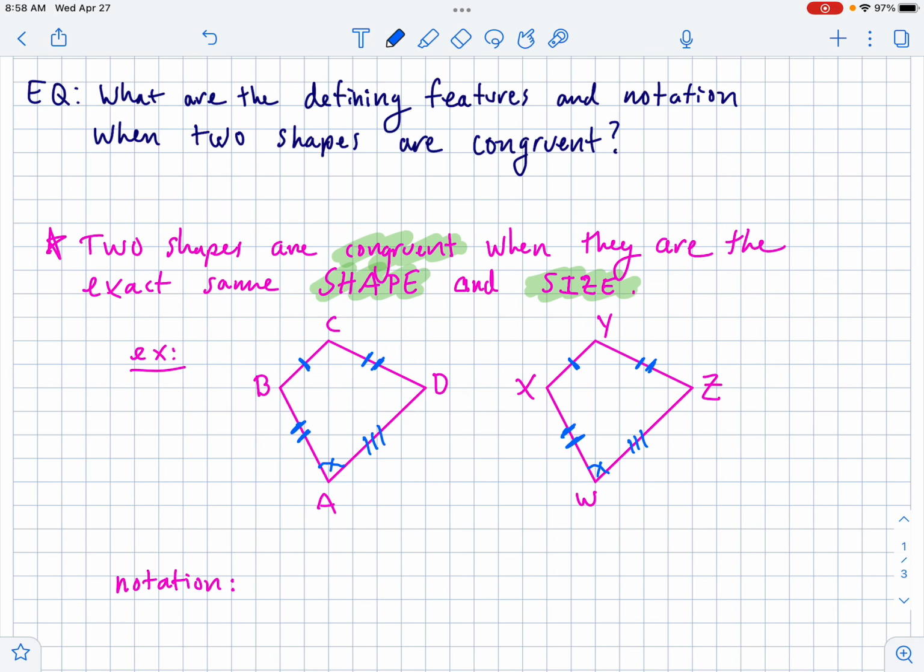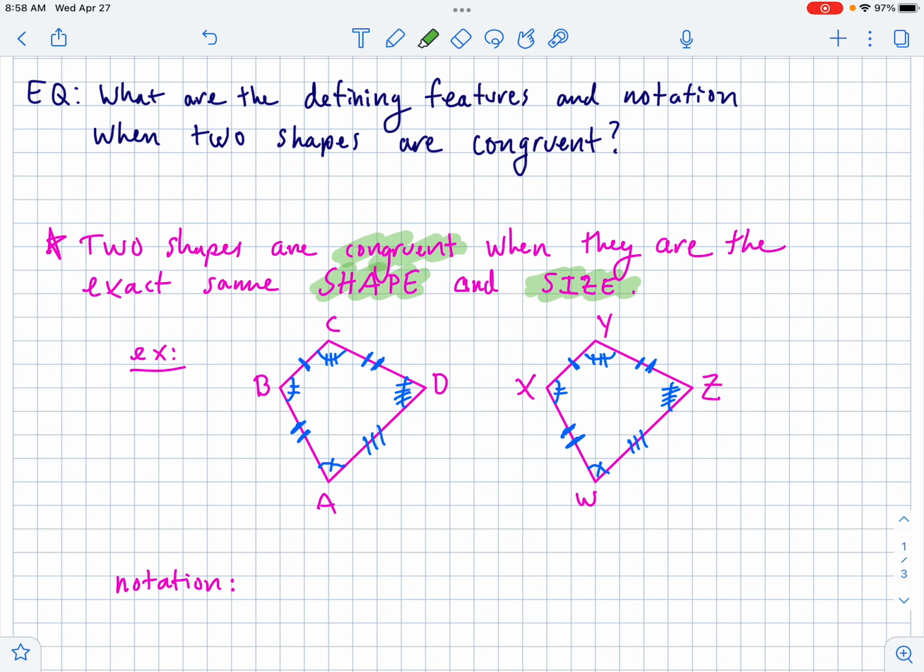I'm going to use the single hash marks. And then this one is the same as this one. This one is the same as this one. And this one, 4, is the same as this one. So all the interior angles and all the sides are congruent to each other.